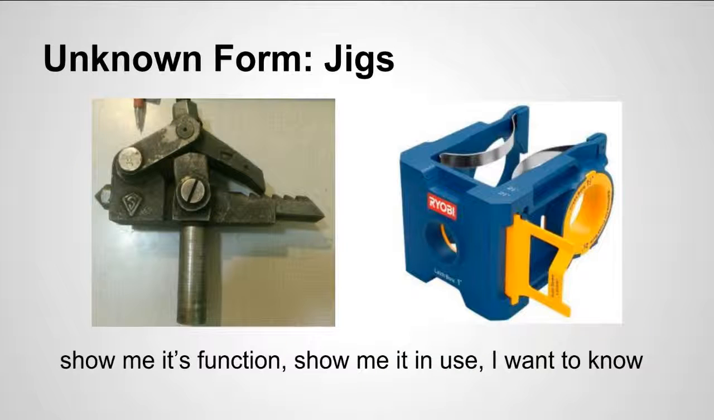So here are some unknown forms. Generically, they're called jigs. They're basically used to hold something in place while you do something to it. So the form name is a jig. It's just a generic class of a whole bunch of different physical objects, and they each have a different function. So your question is, show me its function, show me how to use it, I want to know. The word jig doesn't really tell you an awful lot about the function of that form, other than it's just to hold something in place while you do something to it.